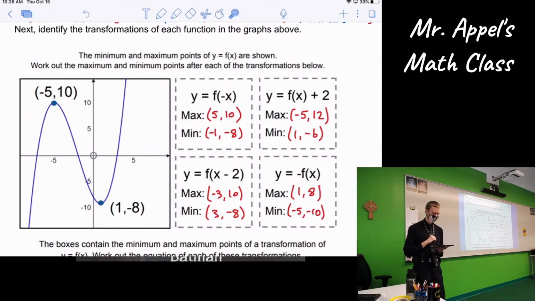And finally, y equals negative f of x. Reflect vertically, flip over the x-axis, up becomes down. This moves down here to -5, -10, and it's now the minimum. This moves up to +8, now becomes the maximum. Questions on that one?